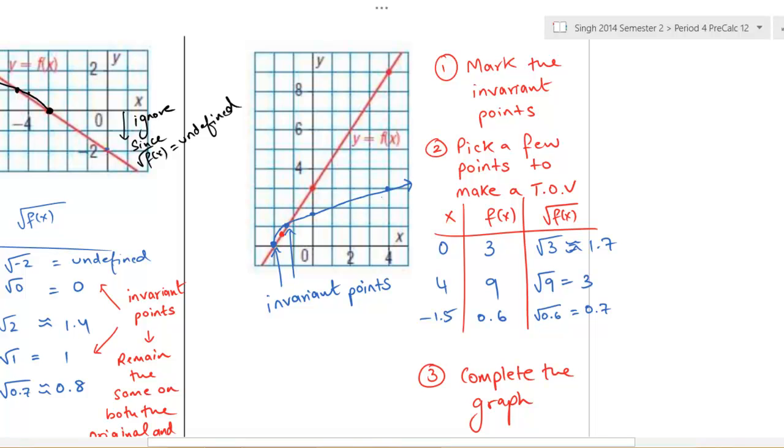Between 0 and 1, when you take square root of numbers between 0 and 1 that are decimals, the end result is a bigger decimal, or a bigger number. And when you take square root of numbers that are bigger than 1, then the end result is a smaller number. And that's why the graph is behaving this way. Perfect. Let's try another example.